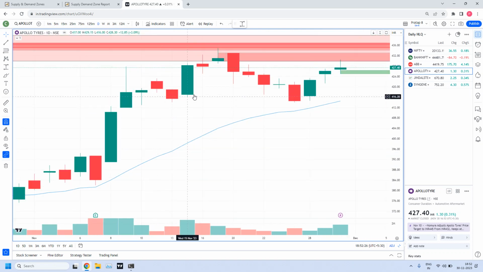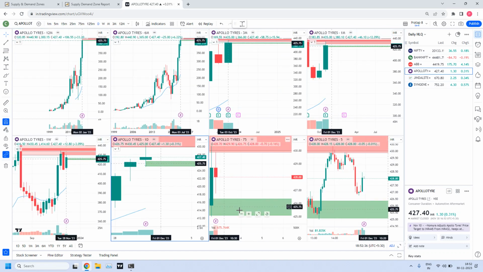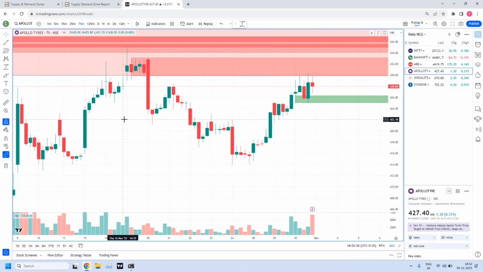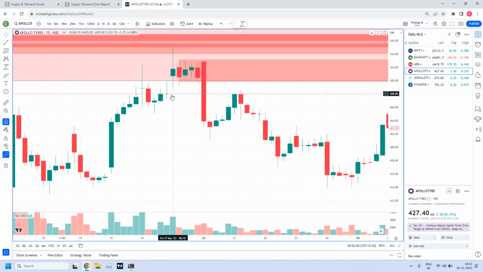See the zone, we have a drop, base, drop. Even at the daily time frame, we can see a zone, but this drop candle is not convincing. But we always do fine tuning at 75 minutes. So here we have a rally candle with hidden body, so ERC candle. Then we have 4 base candles and then a drop candle.